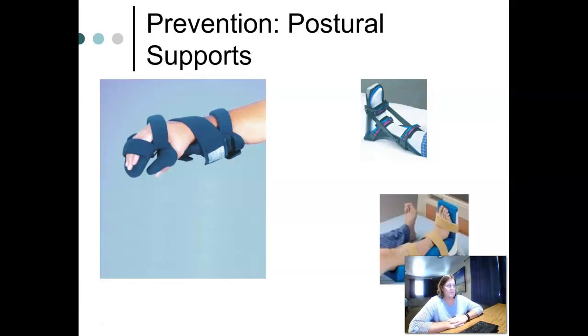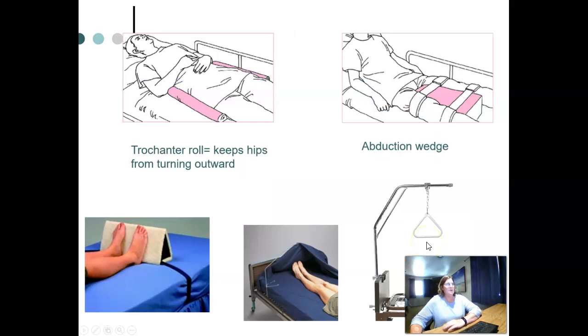So postural supports are something that we use a lot. And there are different types of postural supports. Something like this one here will actually keep the hand in a more natural position so the fingers can't curl and crink up. It'll help keep the wrist in a more normal position. They have splinting devices to help keep the foot from just dropping down. They have variations to this. So there are multiple different types of postural supports.